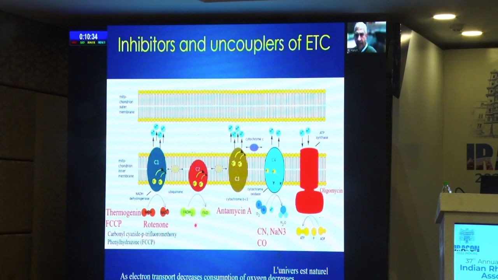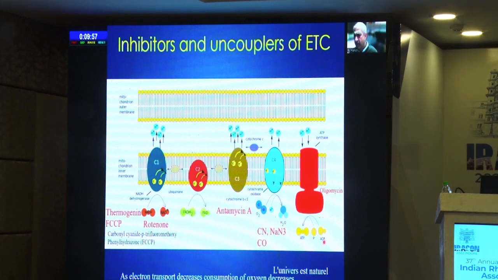Uncouplers uncouple the process of oxidation from phosphorylation. The uncouplers work by creating a pore in the inner mitochondrial membrane, and the protons freely move from the intermembrane space to the matrix through this pore. There will be a decreased amount of hydrogen ions moving through ATP synthase, so there will be decreased ATP synthesis. As the protons move through this pore, it also generates heat.